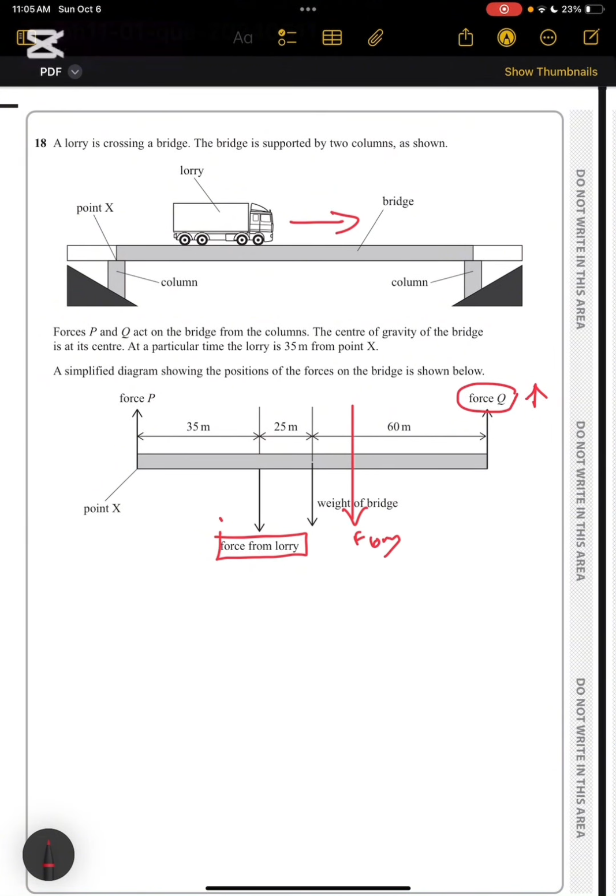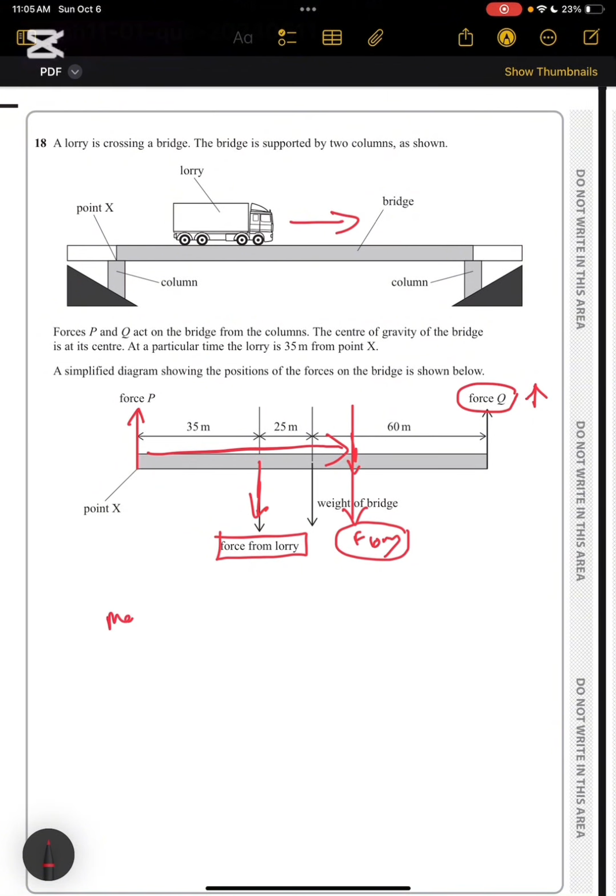If point X is the pivot, the distance from point X to the lorry has increased. That is the distance from X to the center of gravity of this lorry. The center of gravity of the lorry from point X has increased, because it was previously here and it is now here. So the distance has increased.